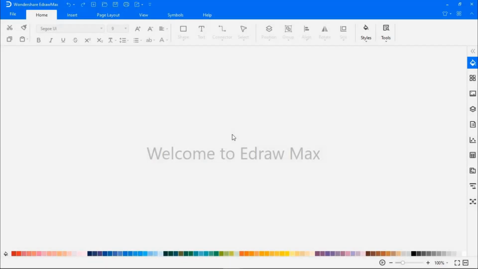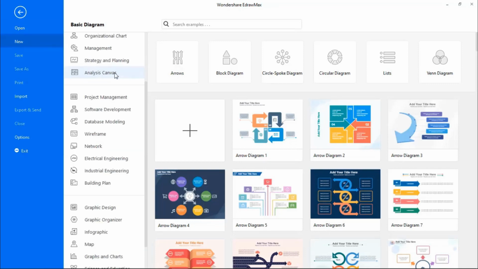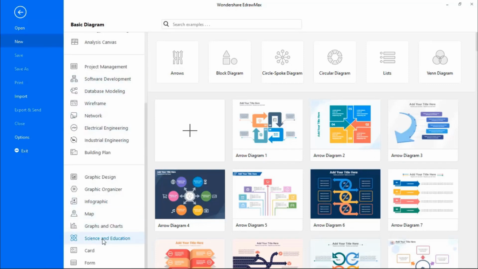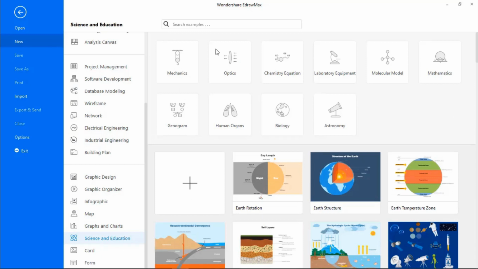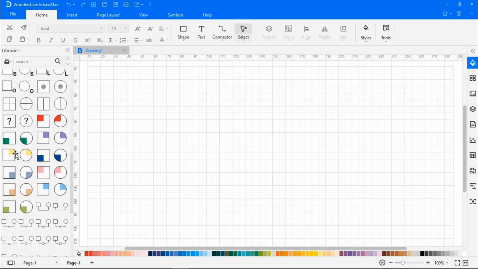Now, let's get started. Go to File, New, Science and Education, and you'll see the various topics available. Let's click on Genogram. On the left pane, under My Libraries, you have all the genogram symbols required to draw a pedigree chart.